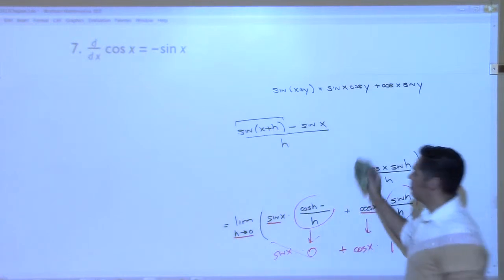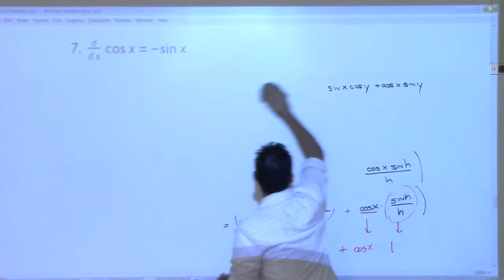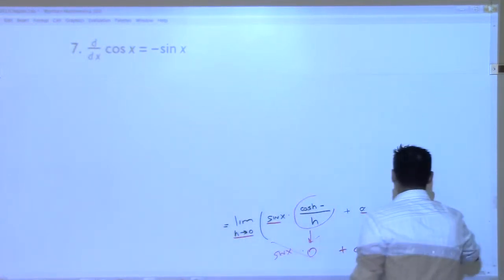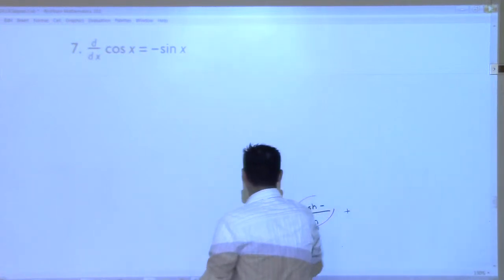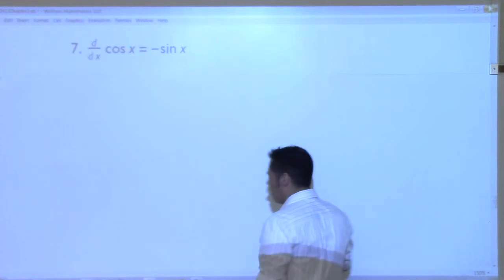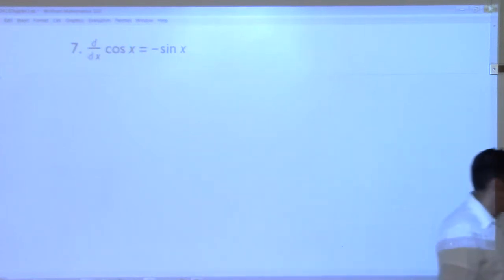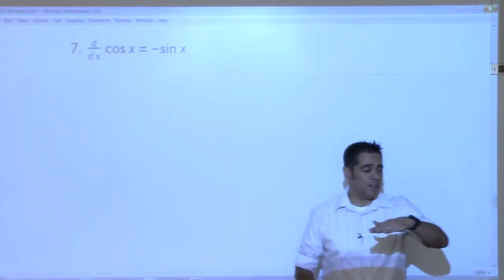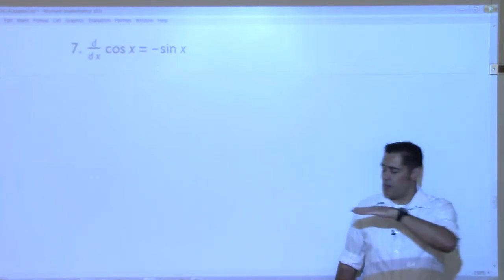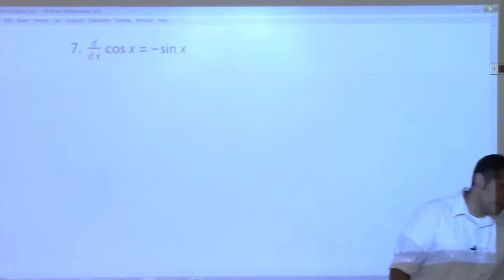Negative sine x. So it's not sine x, it's negative sine x. And you just have to remember that. And then there are 4 more. Because so far, I have the derivatives of the first two trig functions, right? Derivative of sine x is cosine x. Derivative of cosine x is negative sine x.